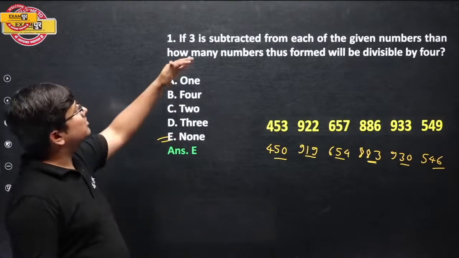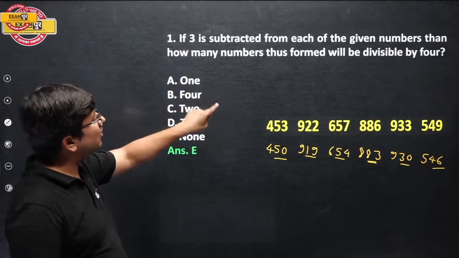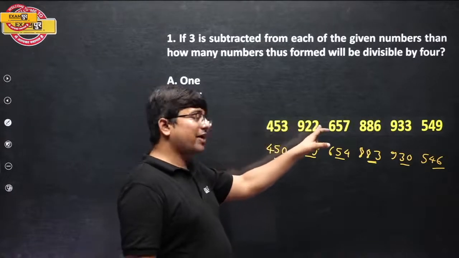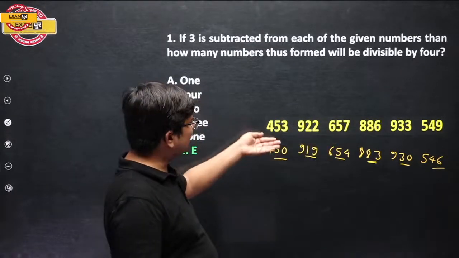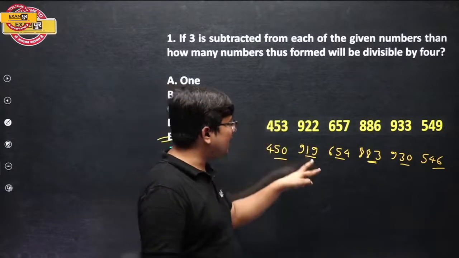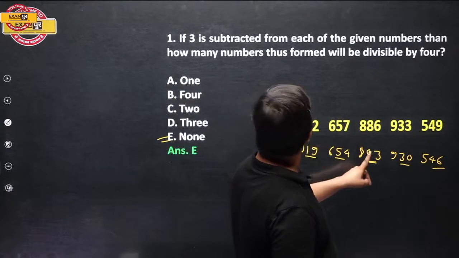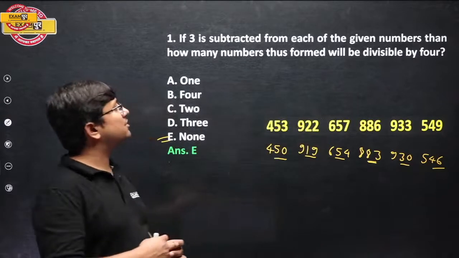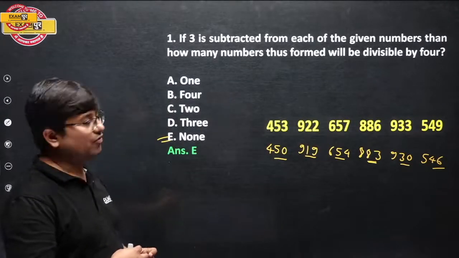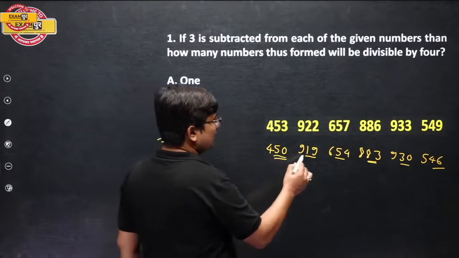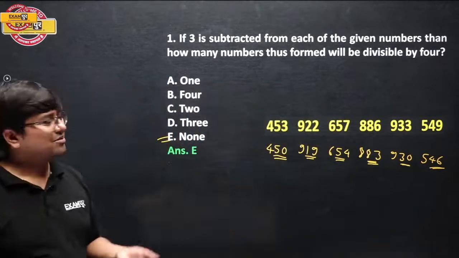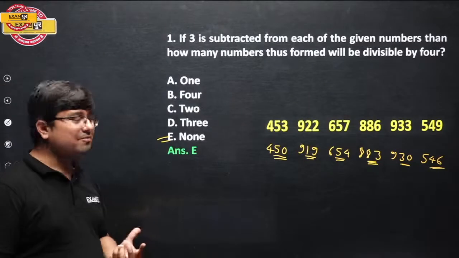Okay. So if 3 is subtracted from each of the given numbers, each number has 3 digits. So after subtracting 3, it becomes 450, 919, 654, 883, 930, 546. Then how many numbers thus formed will be divisible by 4? The divisibility rule of 4 is that the last 2 digits should be divisible by 4, and that is not there in any case. So therefore none. There is no such number.